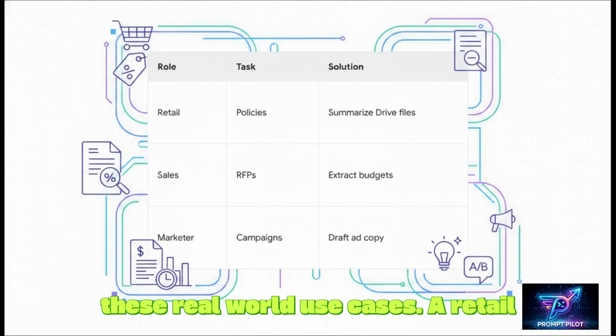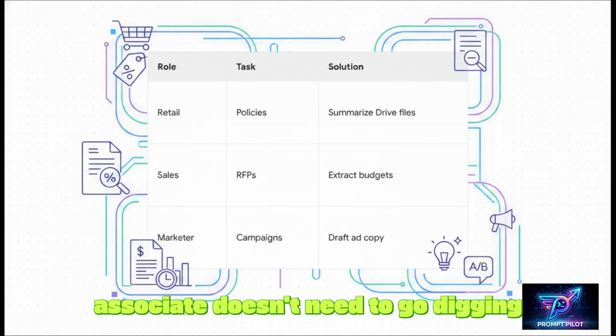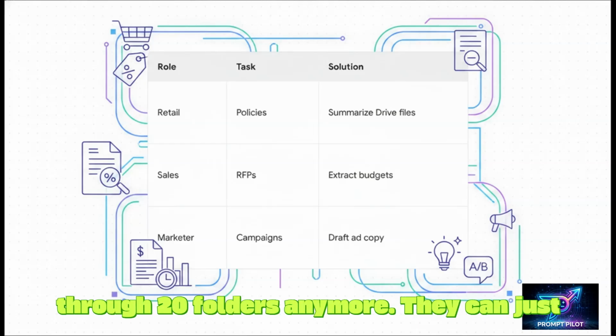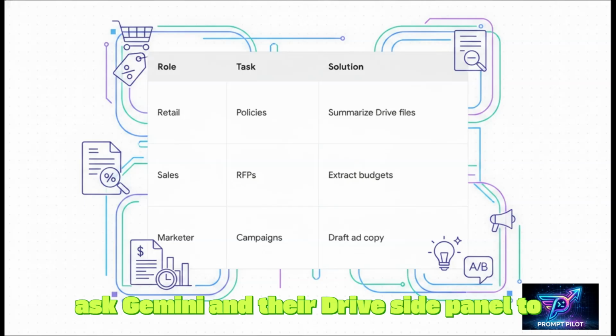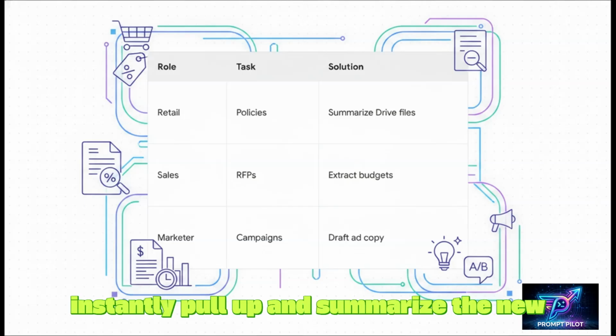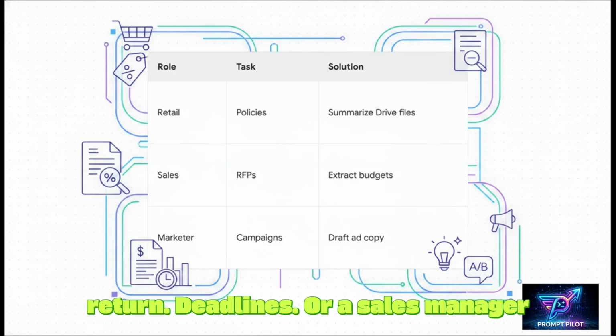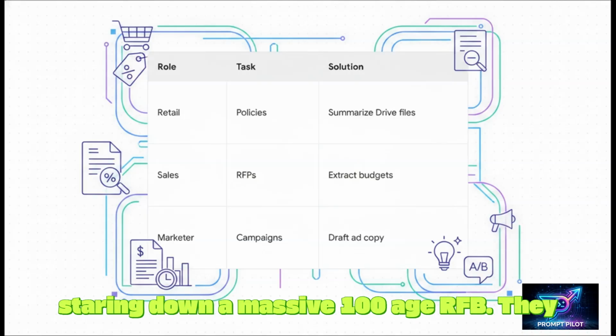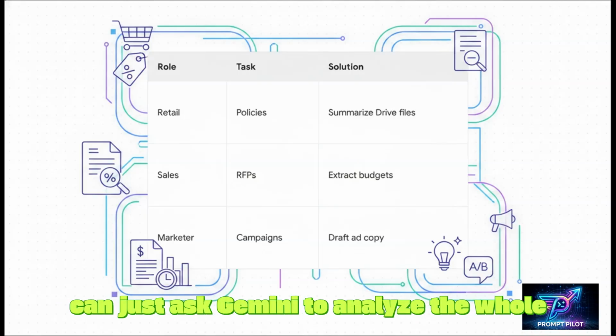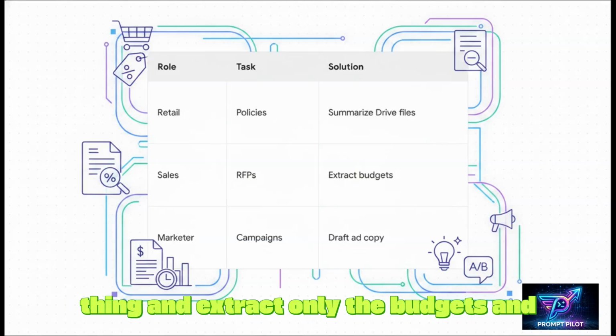Think about these real-world use cases. A retail associate doesn't need to go digging through 20 folders anymore. They can just ask Gemini in their Drive side panel to instantly pull up and summarize the new return guidelines. Or a sales manager staring down a massive 100-page RFP. They can just ask Gemini to analyze the whole thing and extract only the budgets and deadlines in seconds.